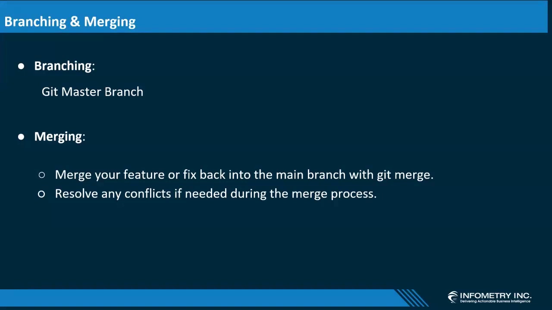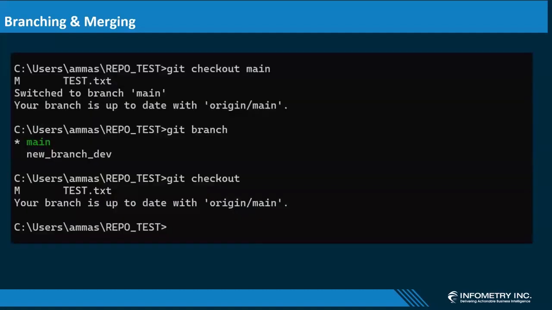So, resolving the merge conflicts. When a conflict occurs, Git will show which files are in conflict. You will need to open the conflicted files, decide which changes to keep, and remove the conflict markers. After resolving conflicts, stage the resolved files with git add and then complete the merge by committing them. That's a quick overview of branching and merging in Git.